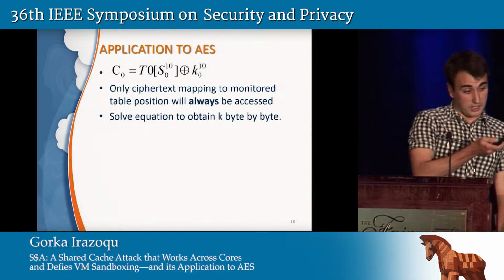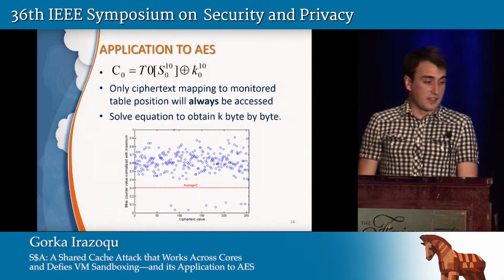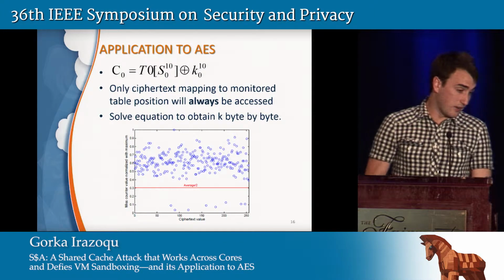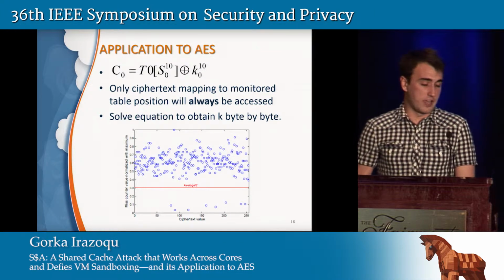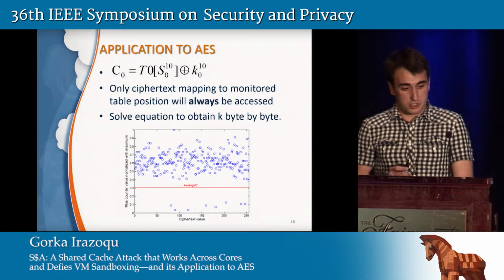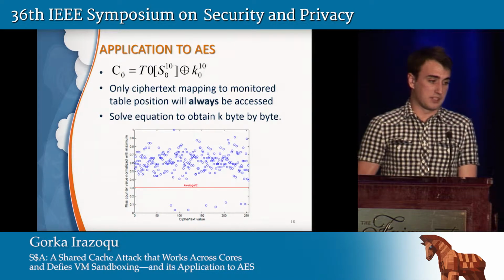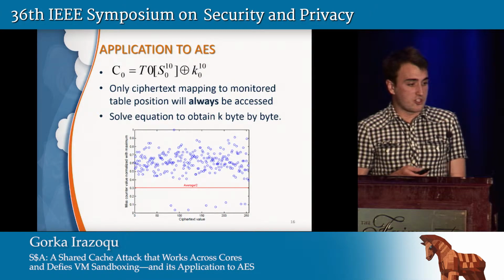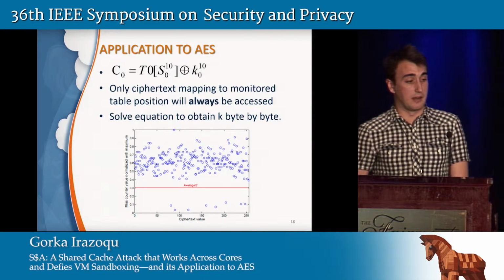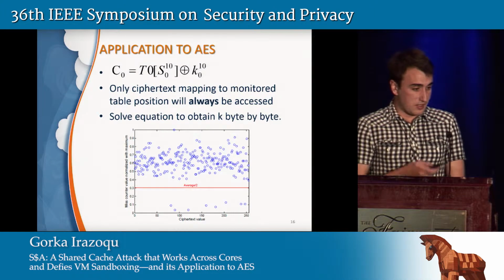And once we obtain that ciphertext value, we can solve the equation byte by byte. We can see it in the picture, where the x-axis plots the ciphertext value, and you can see the distribution in the y-axis normalized. So we see that a cache line holds more than one table position. So basically, we can't monitor only one table position, but we have to monitor many of them at the same time. But still, the distributions are clearly distinguishable, so we can still solve the equation and get the key that has been used. We can do this for all the bytes in the AES last round.